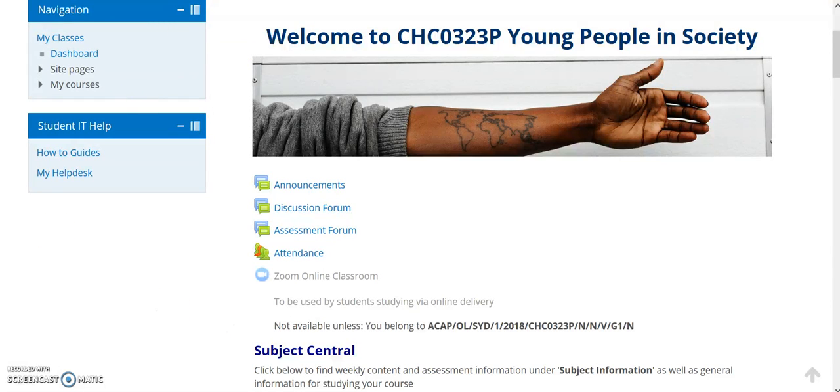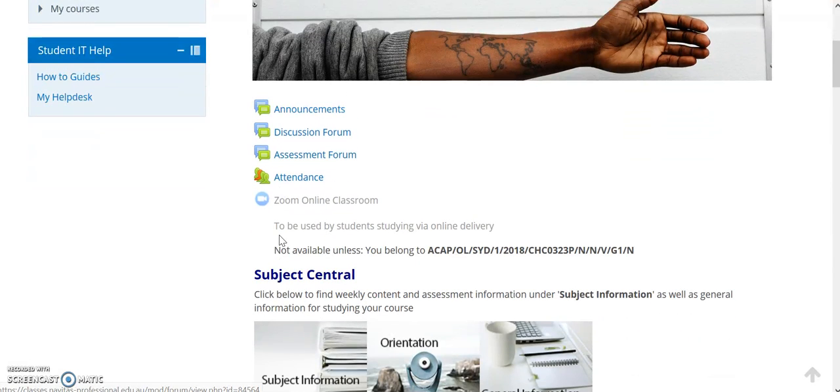Okay, so let's have a quick look. We're in Young People in Society. If you want to discuss any aspects about the assessment, there's an assessment forum here. Feel free to go to the assessment forum and pop any questions down. Anybody who happens to know the answer to that and who sees something, participate. Chat with your fellow colleague students and make some friends, because we're here together.